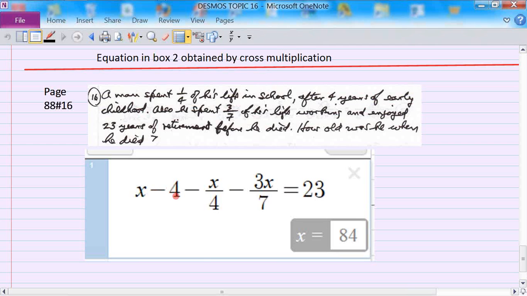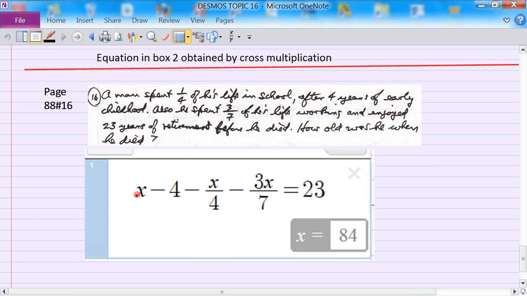We subtract out the 4 years of early childhood. We subtract out the schooling, x over 4, and we subtract out the years that he was working. And when we do that, we're left with the years that were left, which are the years of his retirement, 23. So his age, subtract out his early childhood, subtract out his schooling, subtract out his working years, and you're left with the years that he was retired. X calculates this as 84.